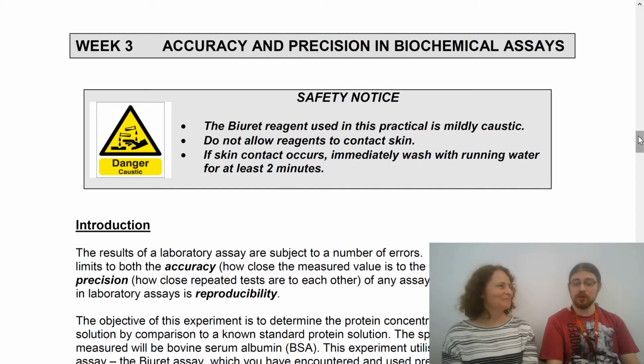So, in the experiment, we're going to be required to make up a blank, make up a standard, and then our 10 replicate samples. We will then be using a spectrophotometer to take readings at a particular wavelength, and this data will then be compared to the standard to determine how accurate your pipetting is and the precision.